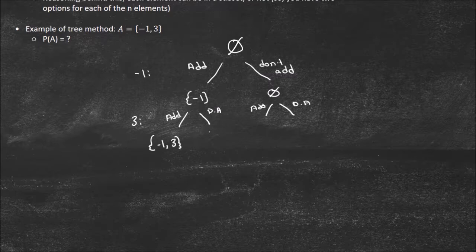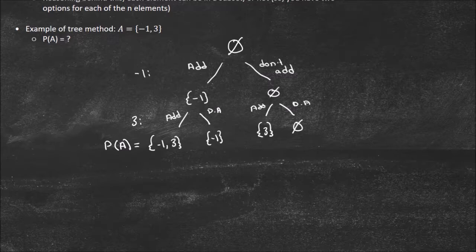If I don't add the 3 for this set, I have the set containing -1. If I add the 3 to the empty set, I just get the set containing 3. And if I don't add the 3, I am left with the empty set again. And now we've done it for each element, right? We did it for the -1, we did it for the 3, so the elements are done. That means this right here is our power set. So this is P of A right here.